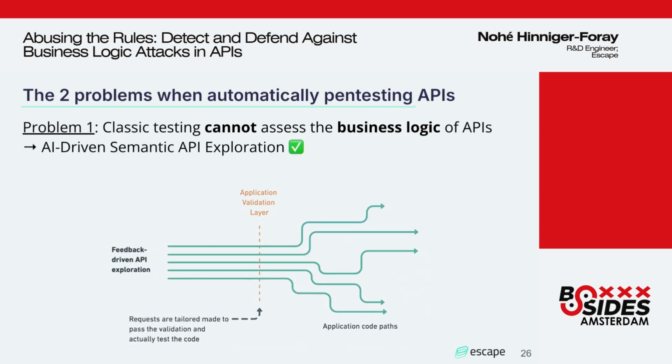Our solution for that, it's a bit of a buzzword, but sorry, is AI-driven semantic API exploration. Basically, that means we are able to quickly learn from the API and craft payloads that will get through the validation layer, identify which of those payloads work, and then reuse them to build exploits. I will come back to that later.